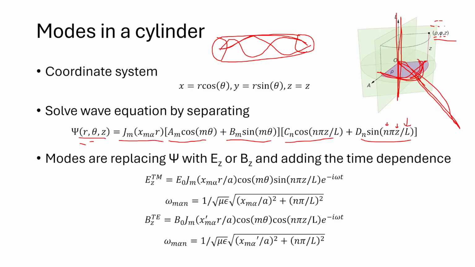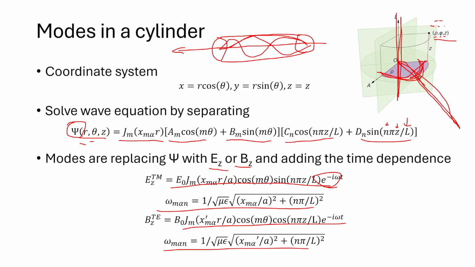And then over here, J is going to be the Bessel function. Not spherical, just the regular Bessel function. And so we find the modes by replacing this arbitrary psi. This is just solving the equation. If we're looking to solve the modes, we replace them with either EZ or BZ. And transverse electric, transverse magnetic means transverse, so along this cylinder. That's what we're looking for. Also, we add time dependence, but that's easy. We don't really need to cover that. Anyway, if you replace those, you end up with these solutions here for your modes. I'm not going to read them out.